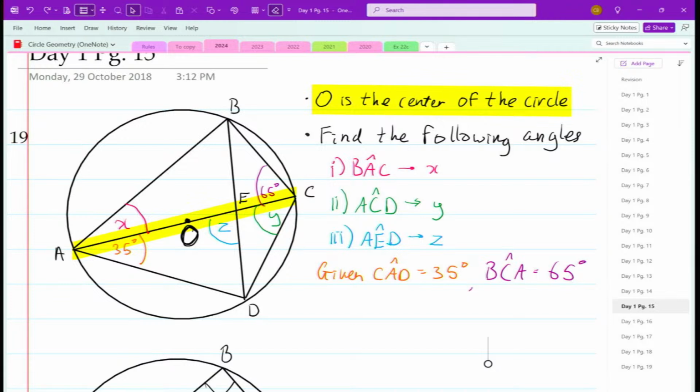Well, how I found that: this angle and this small one are a pair of equal angles. So you have this angle as well, and they're equal to each other because they're vertical.